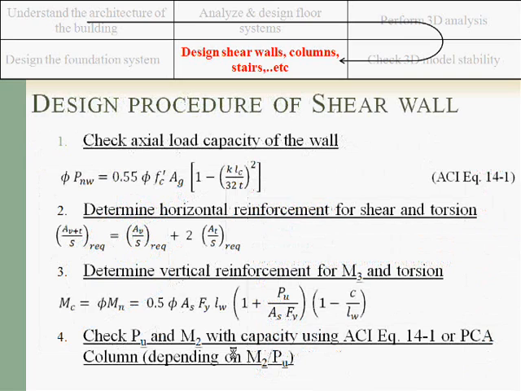So this is why we have put in all the equations that we used in the design to check the axial load capacity and to determine the horizontal reinforcement. Using this horizontal reinforcement we can determine the vertical reinforcement for the maximum moment in the strong axis and the torsion, and after that we can check the axial load with the weak axis to see if it is covered or not.